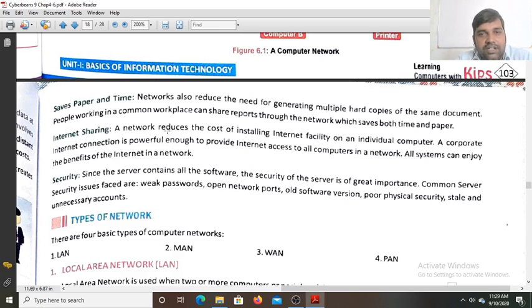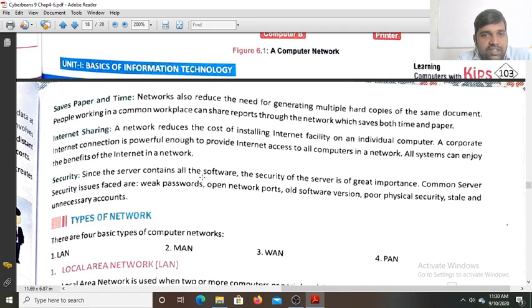Internet sharing. A network reduces the cost of installing internet facility on an individual computer. So a single internet connection is powerful enough to provide internet access to all computers in a network. All systems can enjoy the benefits of the internet in a network. Yes. So instead of installing the internet facility on all the individual computers, you install the internet facility over a network, and all the computers of the network can use it. And it will save the cost also, and it will save the time also.